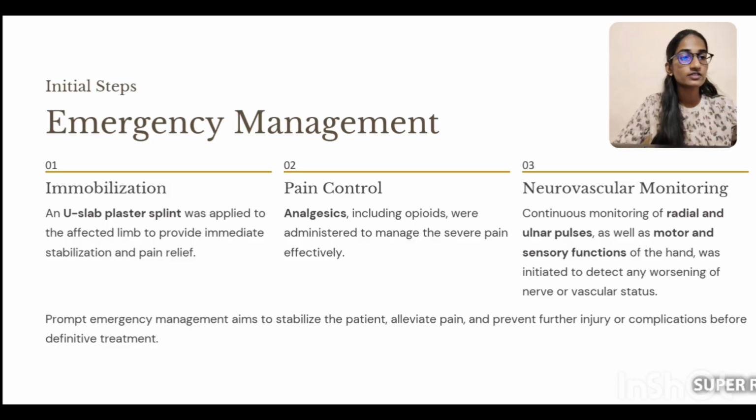Then comes neurovascular monitoring. Continuous monitoring of radial and ulnar pulses, as well as motor and sensory functions of the hand, was initiated to detect any worsening of nerve or vascular status. Prompt emergency management aims to stabilize the patient, alleviate pain, and prevent further injury or complications before definitive treatment.